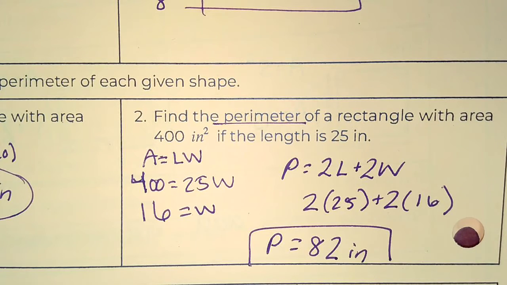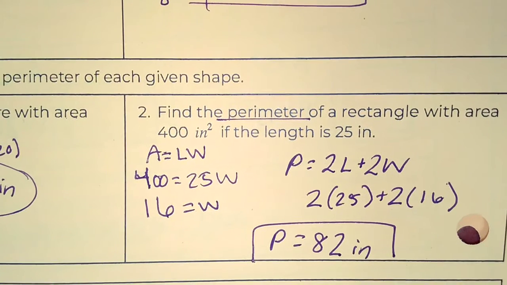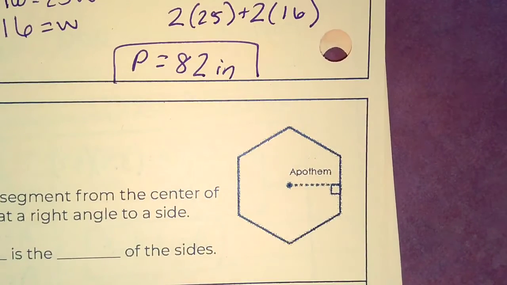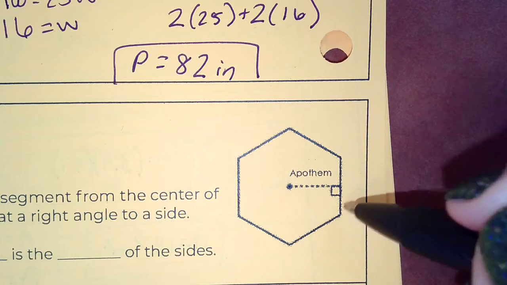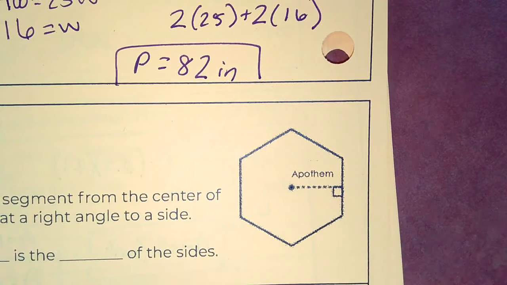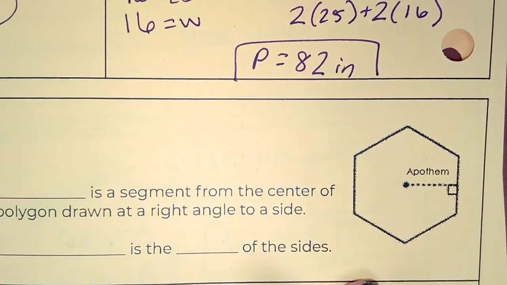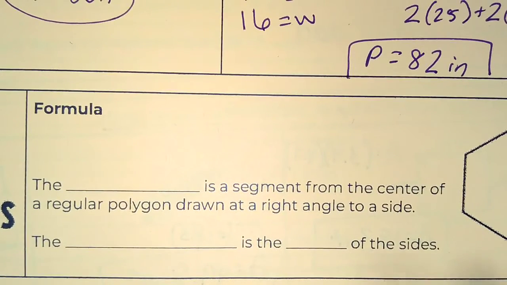Next section, area of a regular polygon. So when I look at this regular polygon, the segment from the center to one of the sides creating a right angle is called the apothem. That measurement will typically be given to you. So the apothem is the segment from the center of a regular polygon drawn at a right angle to a side.